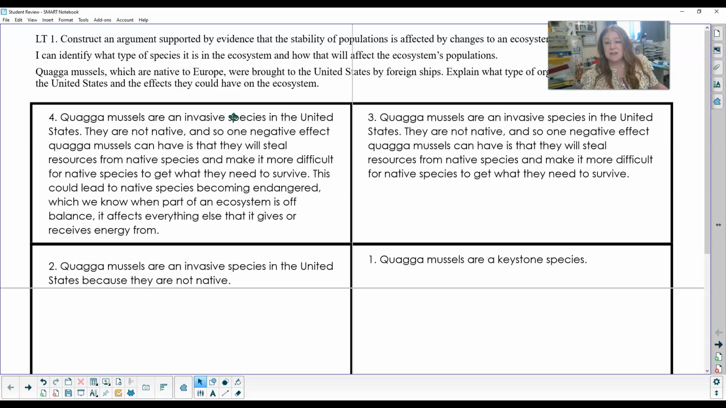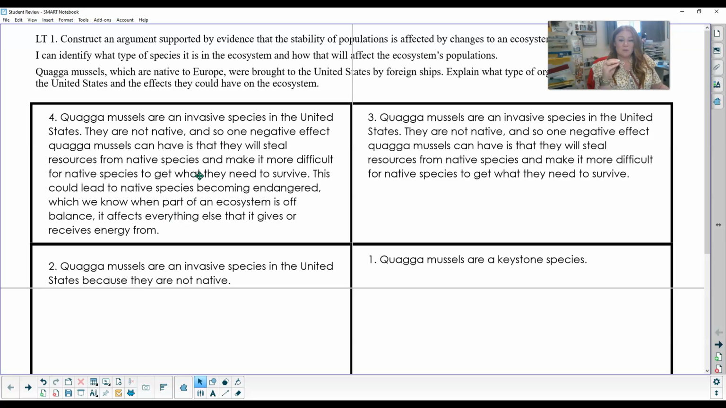Quagga mussels are an invasive species in the United States. They are not native, and so one negative effect quagga mussels can have is that they will steal resources from native species and make it more difficult for native species to get what they need to survive. This could lead to native species becoming endangered, which we know when part of an ecosystem is off balance, it affects everything else that it gives or receives energy from.